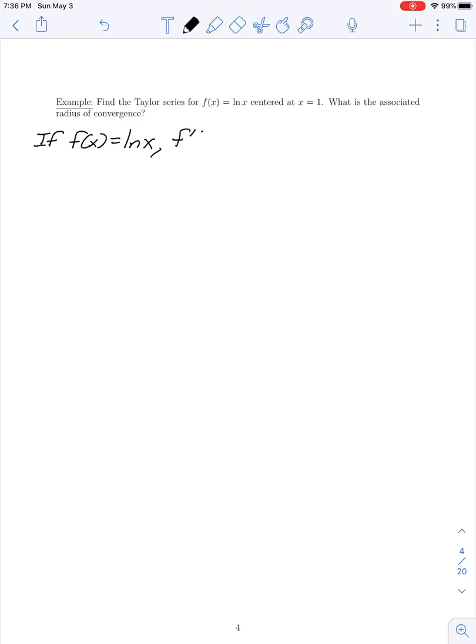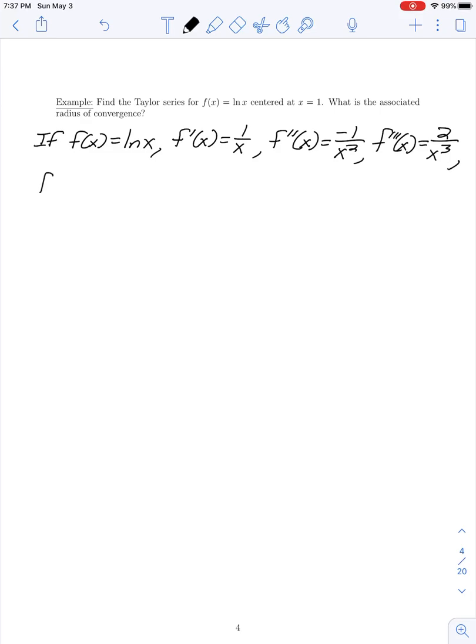So here, our first derivative, f prime, is 1 over x. Our second derivative would be −1 over x squared. The third derivative would be +2 over x cubed. As we start to see a pattern emerging, maybe it's not clear just yet, but it's starting to look similar to what we saw in the previous example.